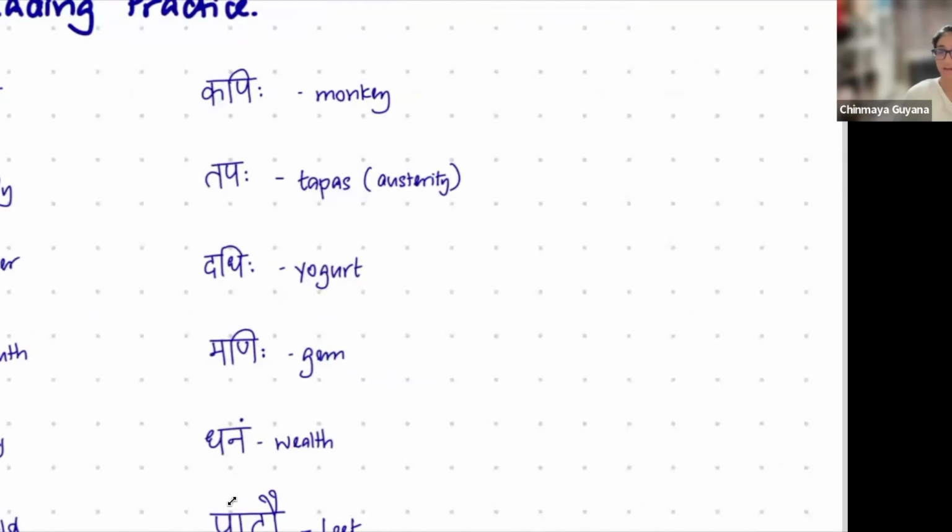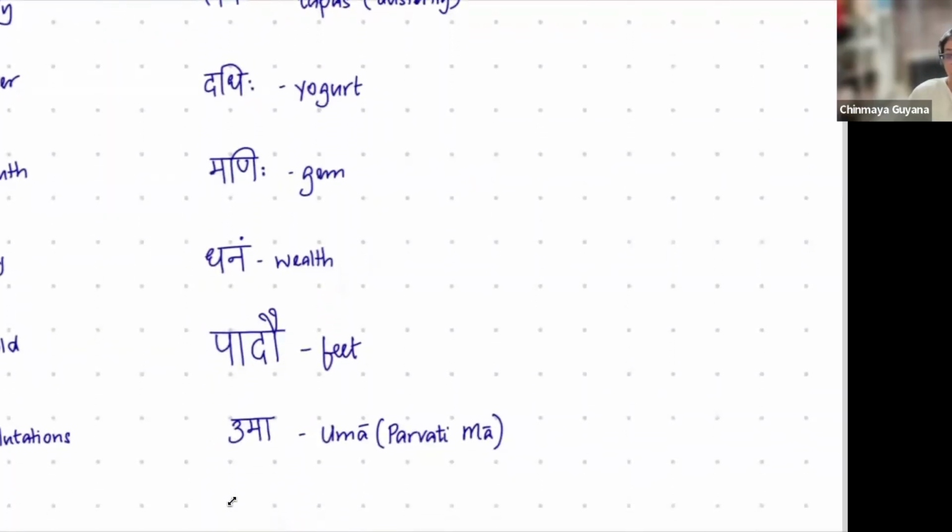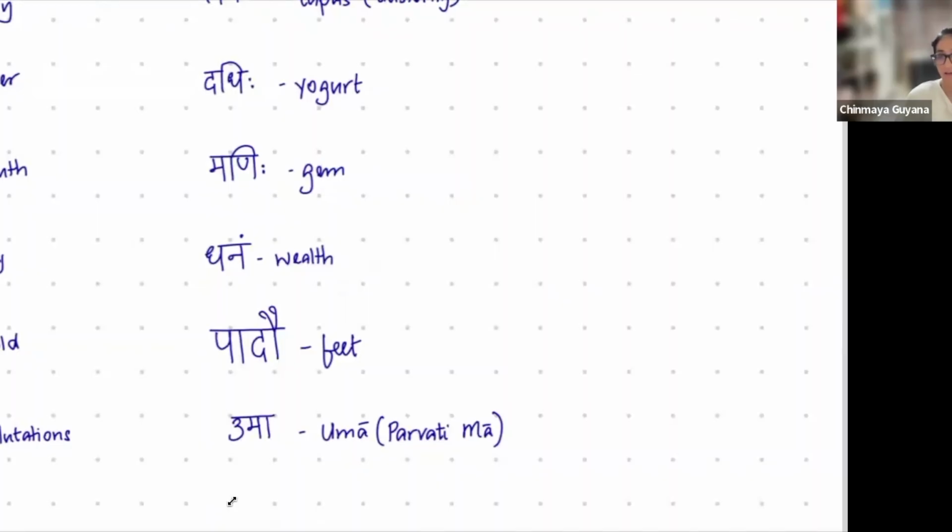Okay, then. Kapihi. Not kapiha. Kapihi. Tapaha. Dadhihi. Not dadihi. Dadhihi. Manihi. Dhanam. Padau. And Uma.